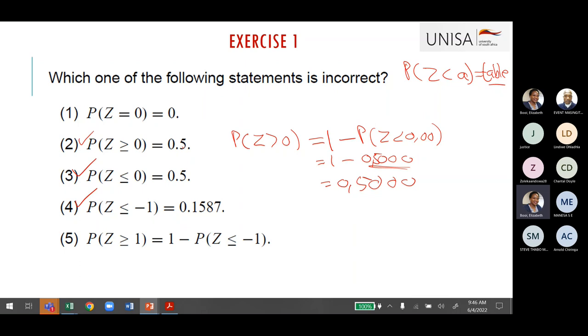Now, the last question says, find the probability that Z is greater than one, and they say it is the same as one minus the probability of Z less than minus one. So this is incorrect. First, it should be 1 minus the probability of Z less than or equal to 1. But before you jump to that conclusion that it is incorrect, what I also suggest that you do is go and find the probability of Z greater than 1. That will be 1 minus the probability of Z less than 1, right?